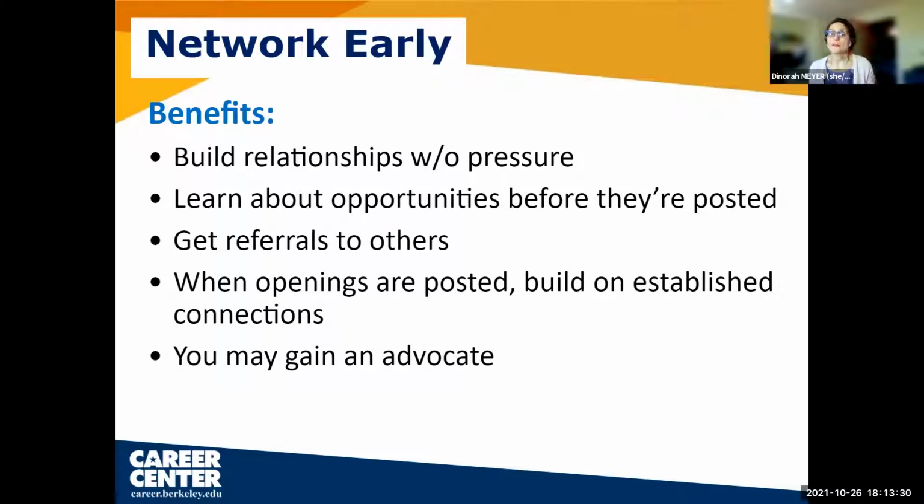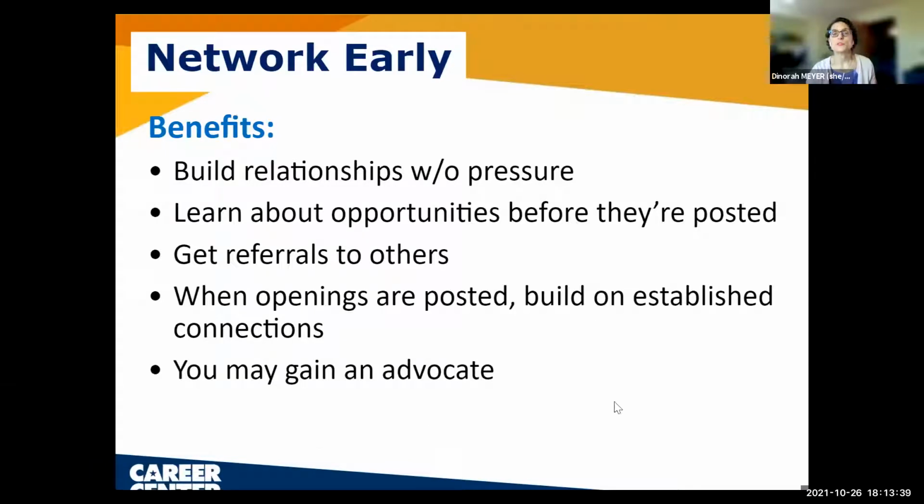And oftentimes people will be willing to speak on your behalf or forward your resume, even if they can't literally promote you per se. If they've had a good conversation with you and they have a good feeling about you, then they can help you in the process of applying. So that's that. Moving down to the next one.